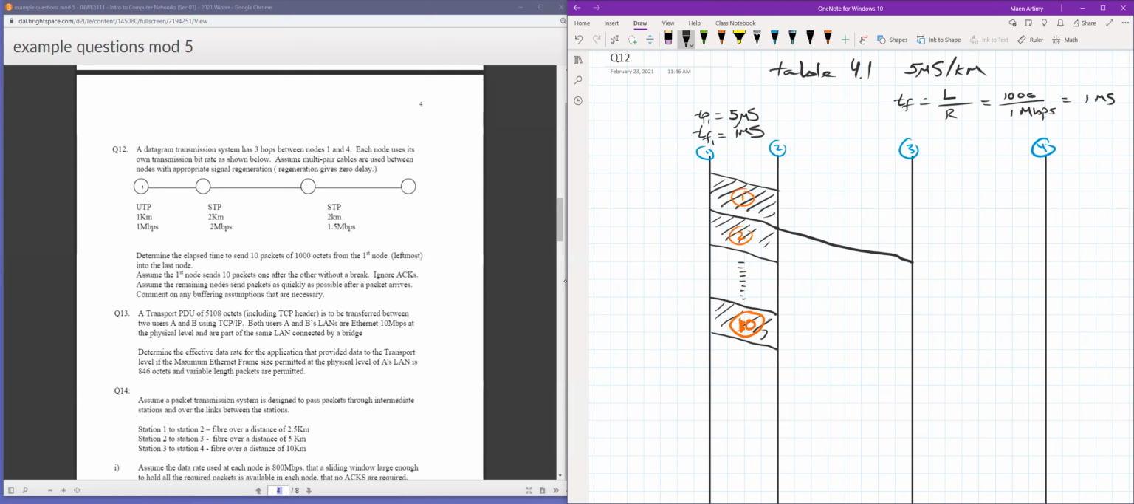Okay, how about TF? For TF, the rate is twice as much as the first time, so the frame will be sent in half of the time, so it will be sent around this time. The second frame will arrive later, and it will be sent also immediately after that.